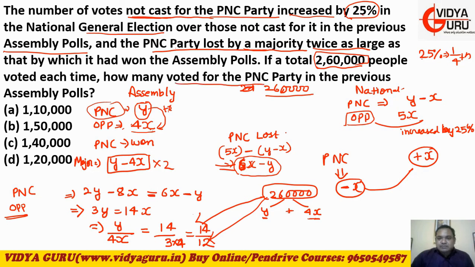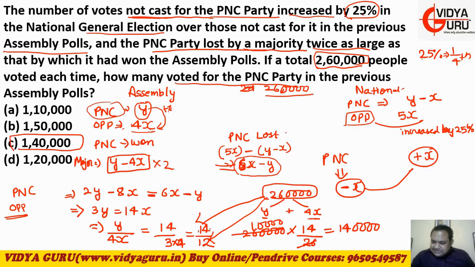How many voted for PNC party? So out of the total, 14 parts went to first party, PNC party, 12 parts went to its opponent. So 2,60,000 into 14 divided by 14 plus 12, 26. So you can see, you can cancel 10,000. So 1,40,000. So 1,40,000 is the final answer.